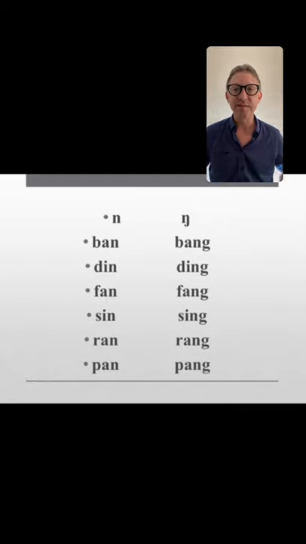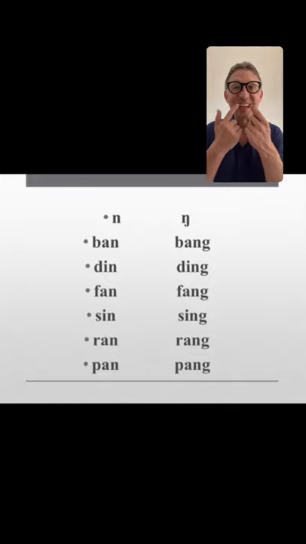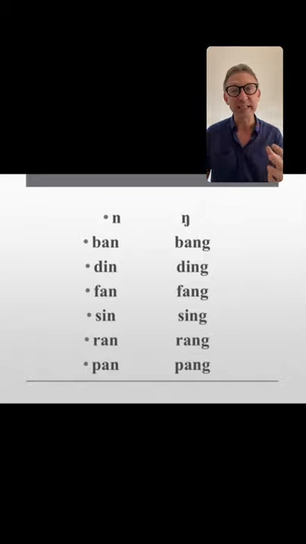Fan, fang. Fangs are these two molars, these two large teeth prominent in the cat family. Cats have fangs. You see them on the lions very prominently. Big front, two front teeth down below for chewing and killing their prey.